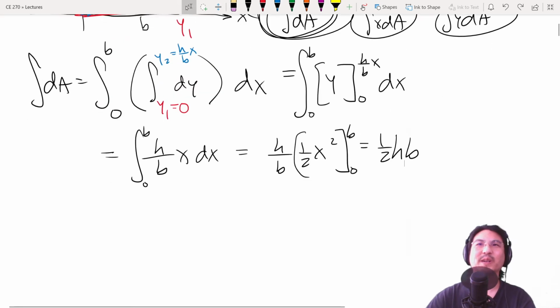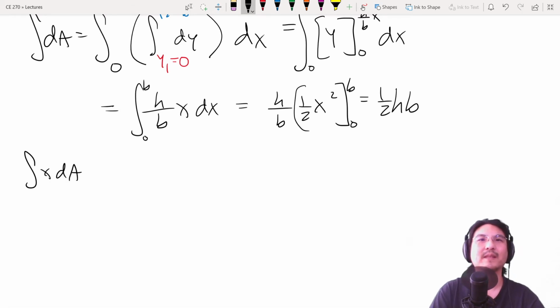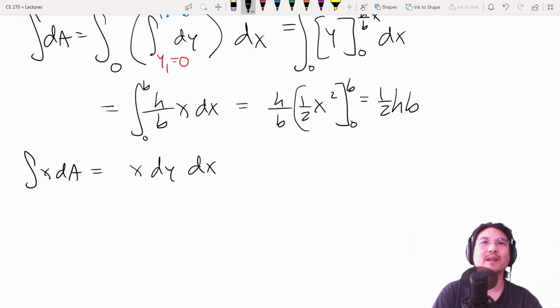Now let's try one of the other ones. How about this one? Similarly, let's split up dA into dy dx. Same limits of integration: y1 was 0, y2 was h over b x, and in the x direction from 0 to b.